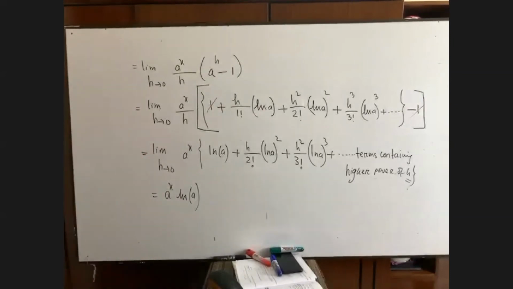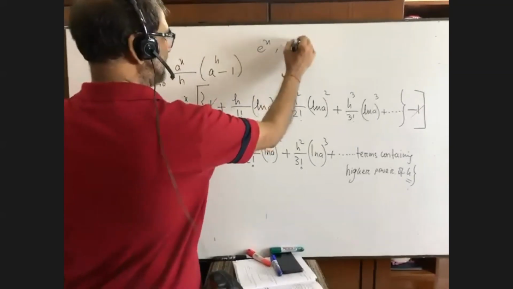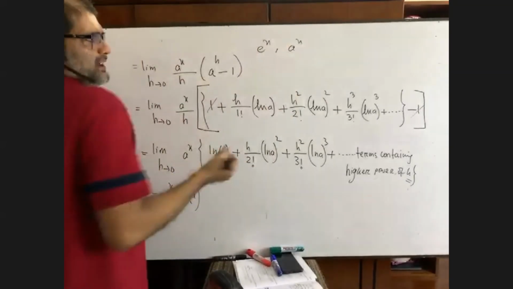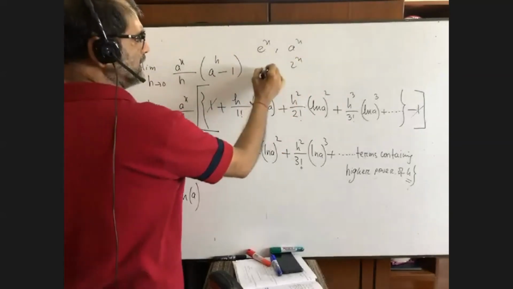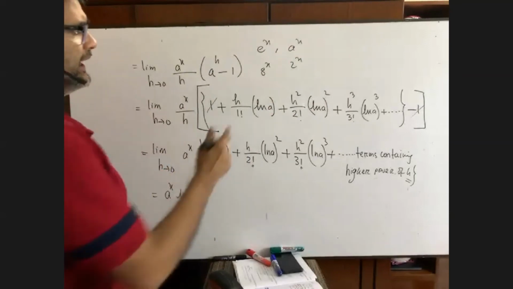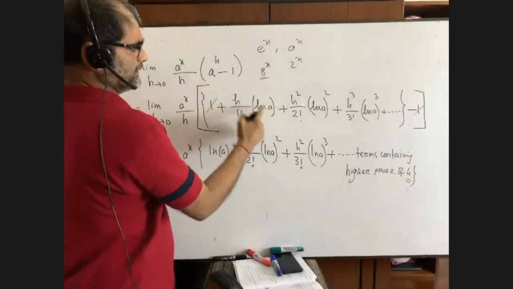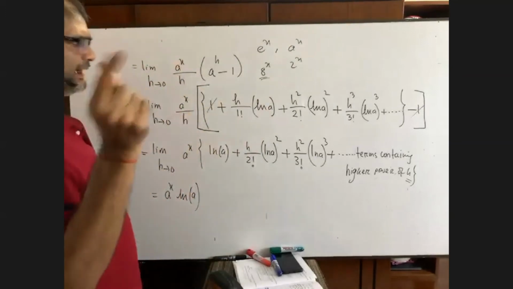There is a formula of e^x, and it is now a^x. So it is not the same. a^x means what? It may be 2 to the power x. It may be 8 to the power x. Then a is 8, so ln 8 it will be. So there is a difference, okay?